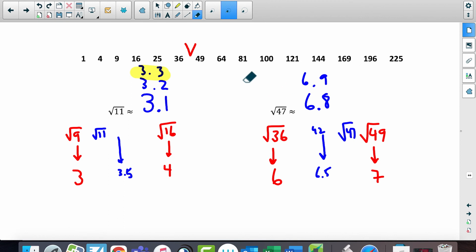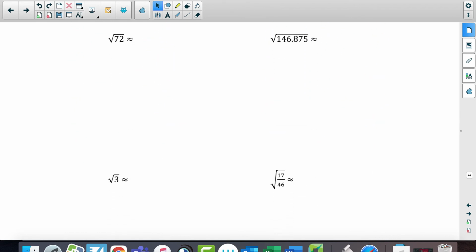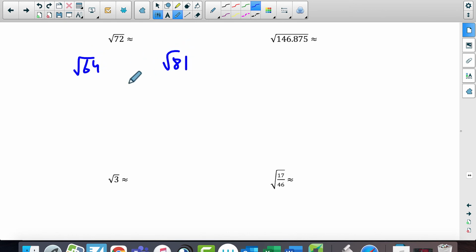All right, next one, square root of 72. Where does 72 fall here? 72 falls between the 64 and the 81. So let's find out what the square root of 64 is and the square root of 81 is. What multiplies by itself to get 64? 8. What multiplies by itself to get 81? 9. Where does 72 fall? Oh boy, that's pretty close to the middle, isn't it? I don't know, I'm going to put it in the middle and then we'll figure it out after that.